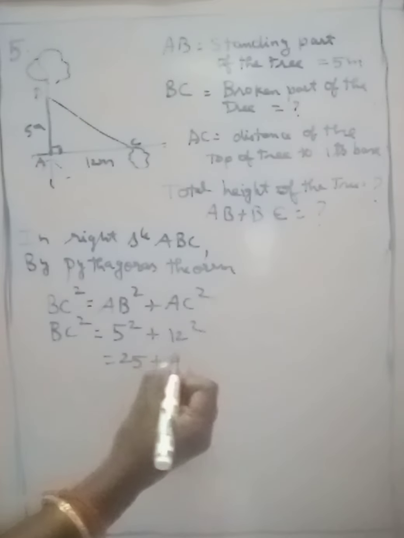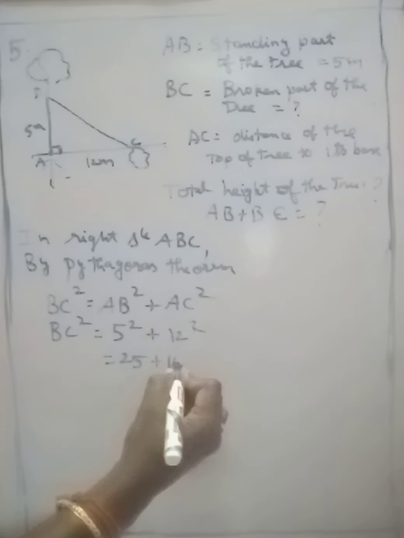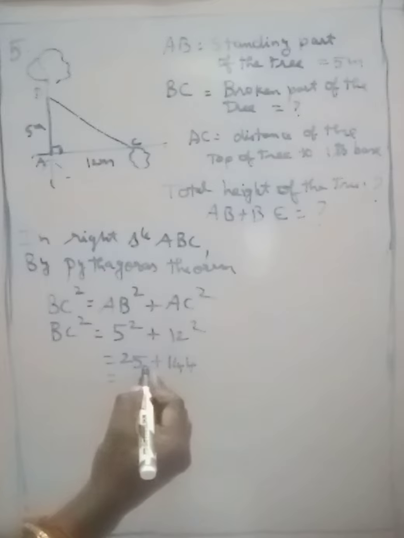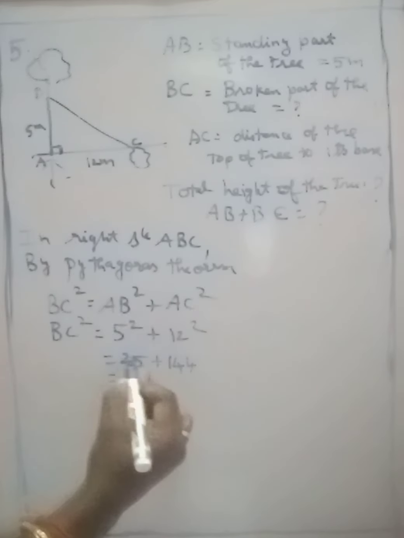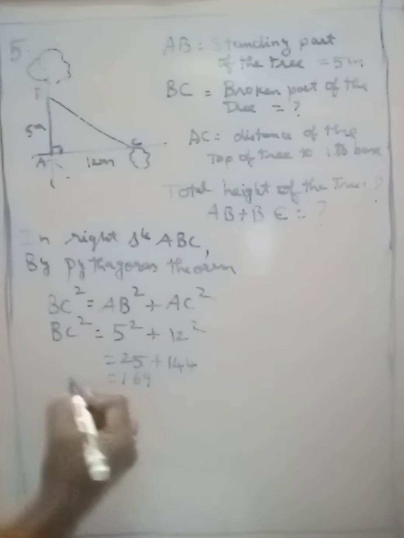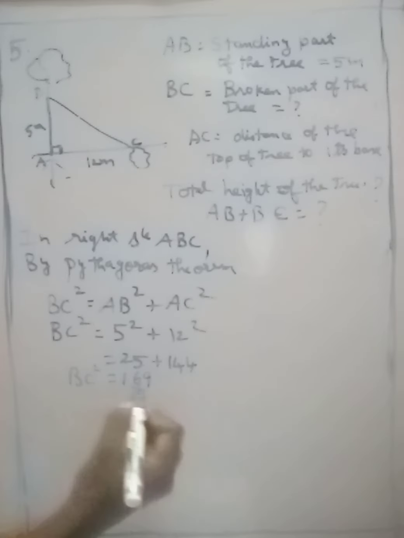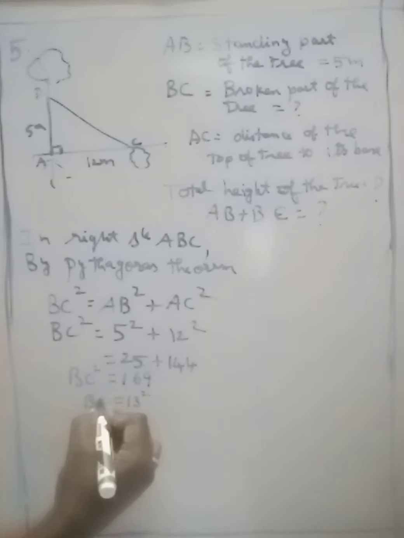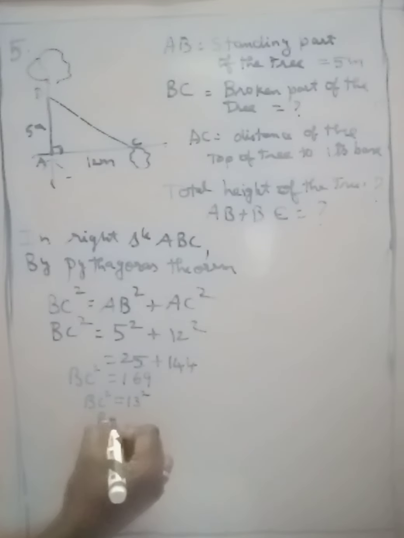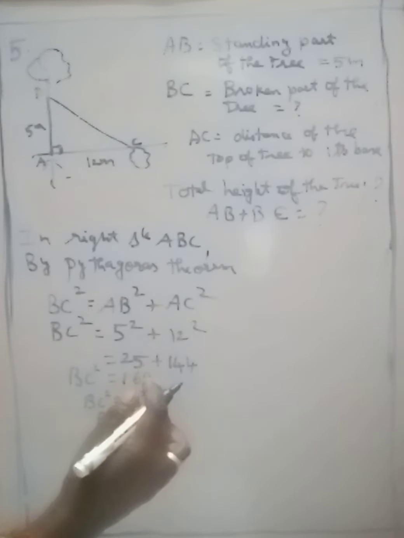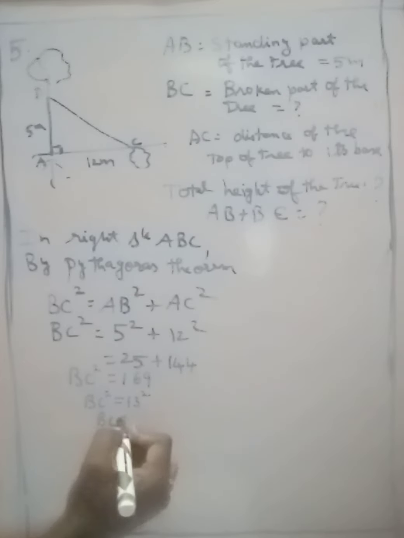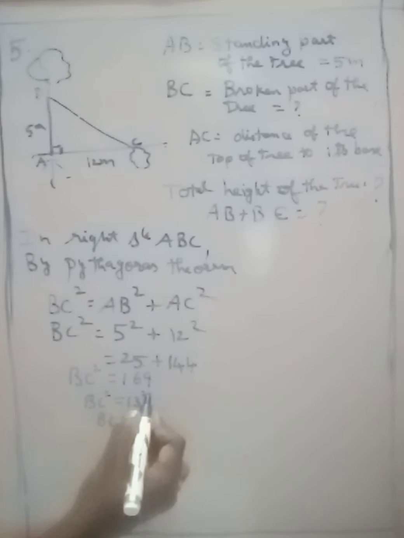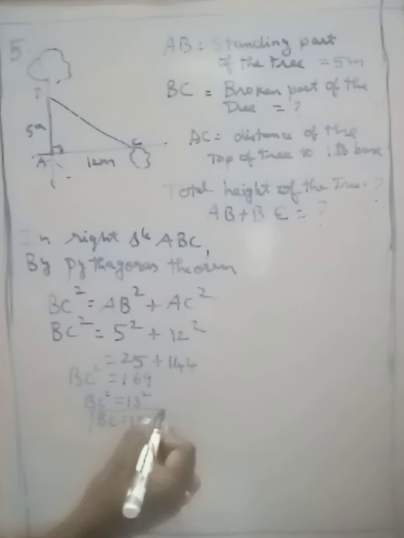5 square is 25, 12 square is 144. If I add it, 169. BC square is 169. You all know very well 169 is 13 square. If you do not know, you can find this using the prime factorization method. Okay, the powers 2 is the same. So BC is 13 meter.